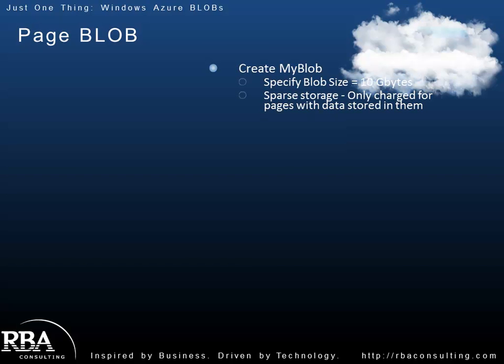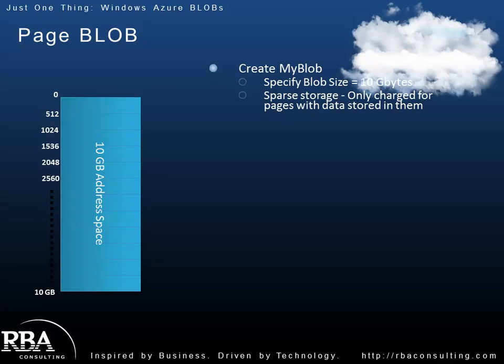So while that block blob does serve a very good purpose in terms of serving up media files, images, pictures, etc., a page blob serves another purpose if I need to have blobs or files where I need random read-write access, specifically if I want to use a virtual hard disk up in Azure and mount that as a virtual drive in one of my Azure roles. In that case, I actually need something that allows for read-write access, and that's what the page blob does.